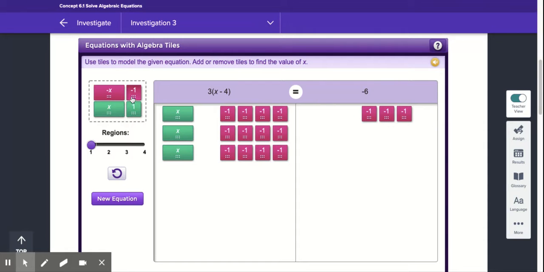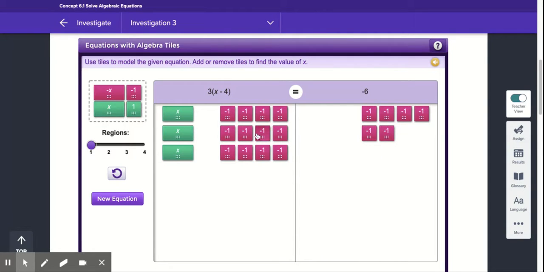Remember, algebra tiles are just an easy way to display what the equation should look like. It should not be confusing to you, as it's just like writing the equation 3x plus -12 equals -6.